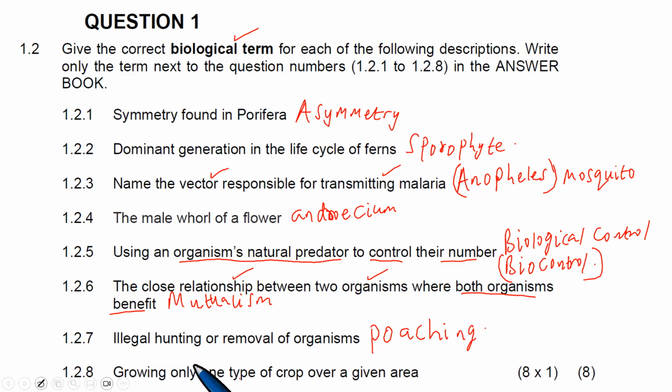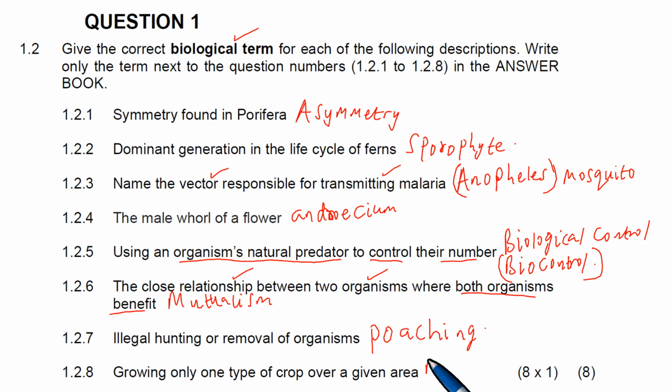Okay, now there's a biological term, one term, that refers to growing only one type of crop in a given area. If you have a given area, you grow only one type of crop over that given area. Maybe you grow only maize there, or you grow only beans, or only potatoes. If you decide to grow only potatoes, what do you call that? Or you grow only maize. Can I try this one, sir? Yes, please. It's monoculture. Yes, well done.